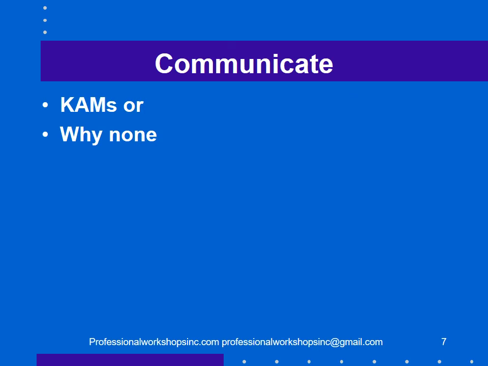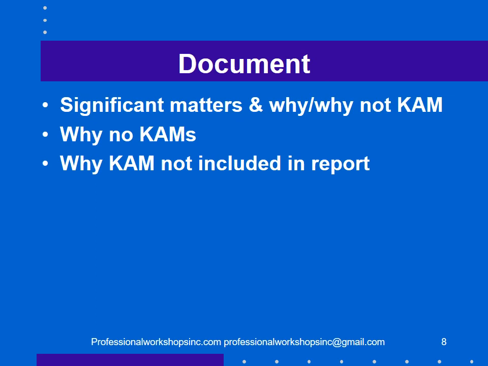And you are to communicate to those charged with governance key audit matters or why there are no key audit matters. And certainly document. Document significant matters and why you concluded they weren't key audit matters. Document why you concluded that there were no key audit matters. And if there was a key audit matter, and in the very unusual and rare circumstance where you decided not to include it in the report, you would document why you decided to do that.